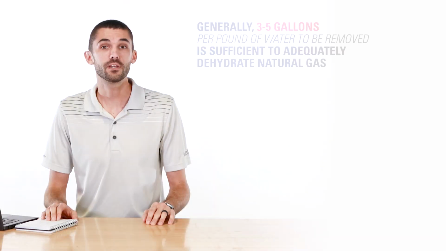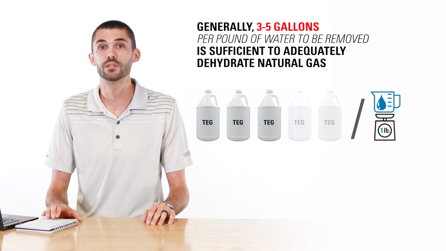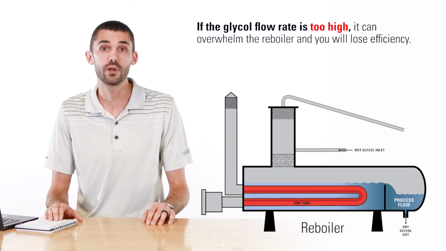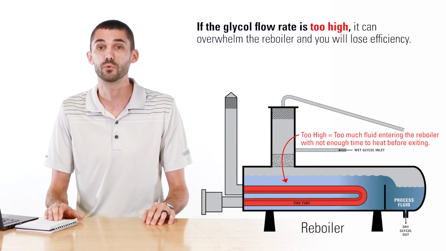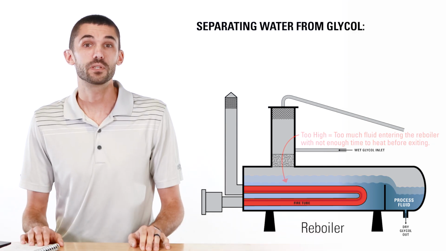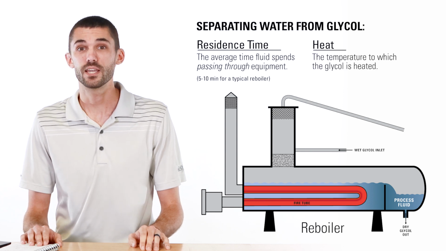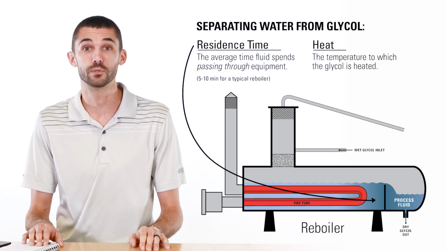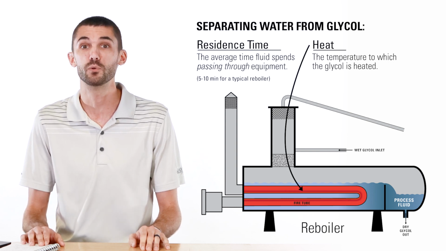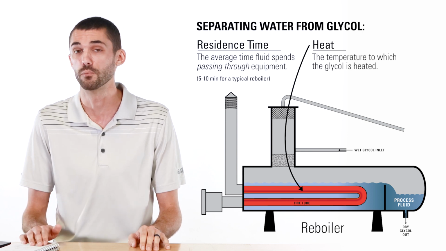Generally, a glycol circulation rate of 3 to 5 gallons per pound of water to be removed is sufficient to adequately dehydrate the gas. However, if the glycol flow rate is too high, it can overwhelm the reboiler and you will lose efficiency. There are two factors that help to separate the water from the glycol: residence time and heat. If you don't allow the glycol enough time to reside in the reboiler, it will not increase the temperature of the glycol enough to remove the water and achieve optimal purity levels, which are 99% or more.